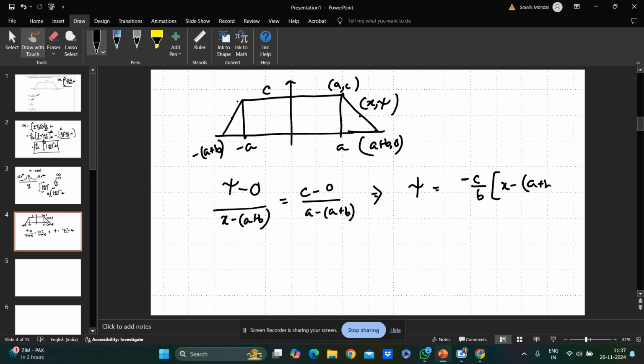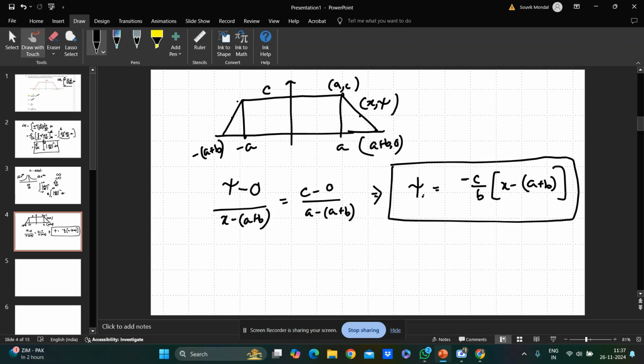Let us check that it is valid: at x equal to a plus b, it is 0, so it is satisfying, and at x equal to a, it is minus c by b into minus b, so it is c. Yes, it is satisfying. So this is the equation of psi in this region, psi 1. And for this region psi 2, you can automatically guess from this format what should be the value of psi 2. Psi 2 will be c by b into x plus a plus b.